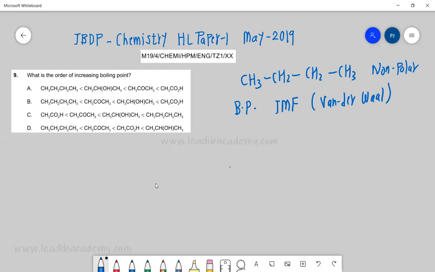In the case of this alkane, there is nothing, because it is non-polar, so it is going to be the lowest. First let's understand which options we are talking about. That means straightforwardly C is out. This is gone. We are not going to even talk about this. Now let's look into the other compounds. Which are the other compounds?